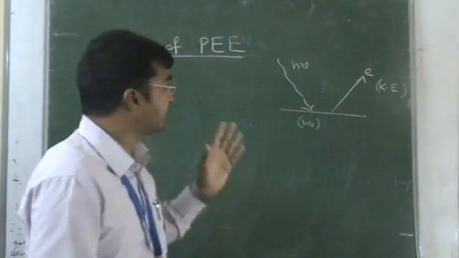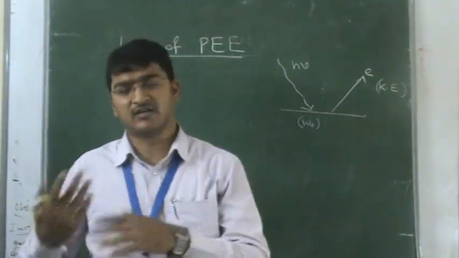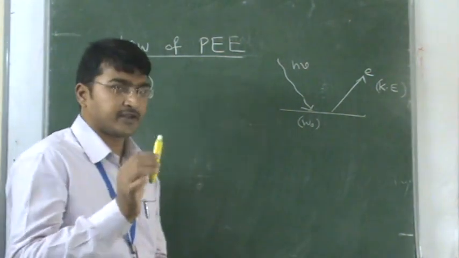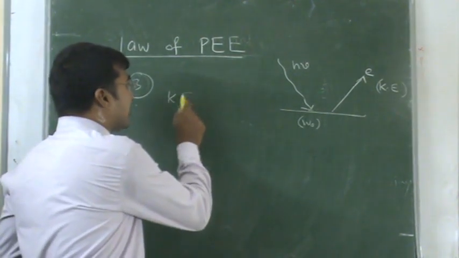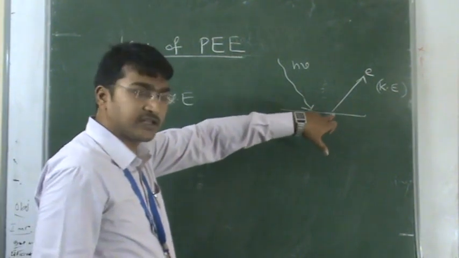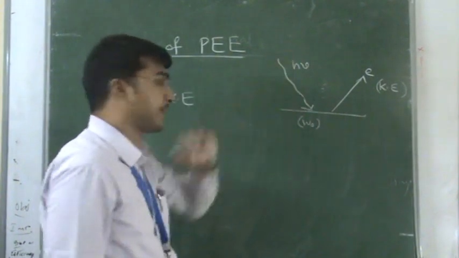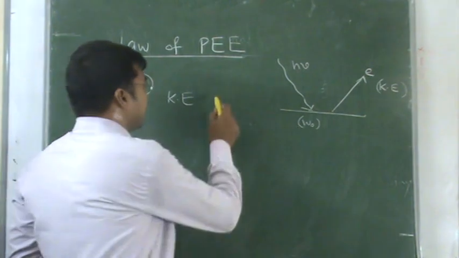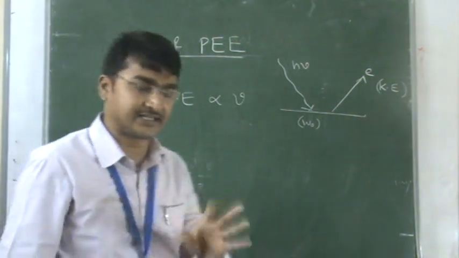The first is frequency, and frequency changing means wavelength also changes, that we know. In short form I am writing here, just remember it. The kinetic energy of photoelectrons. What is a photoelectron? We know. The photoelectrons are nothing but the electrons which are ejected from the metal surface when light is incident. The kinetic energy of photoelectrons is directly proportional to the frequency of incident light.